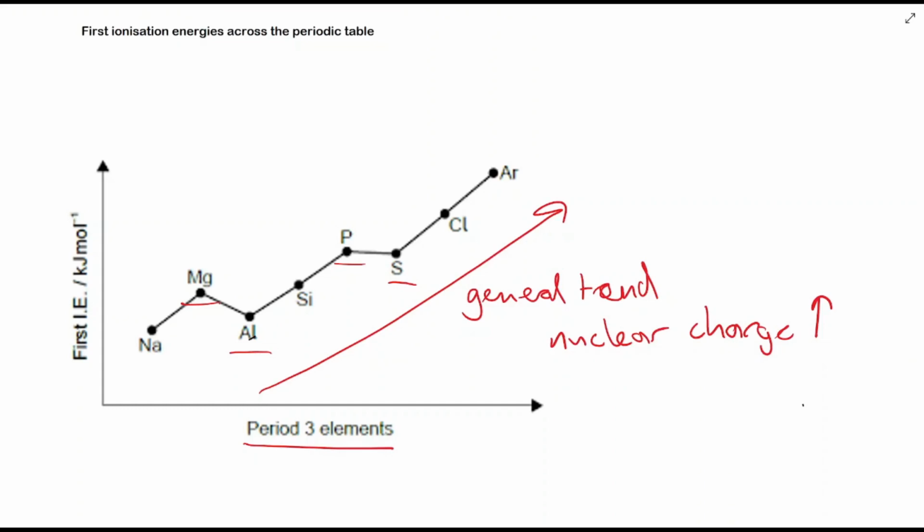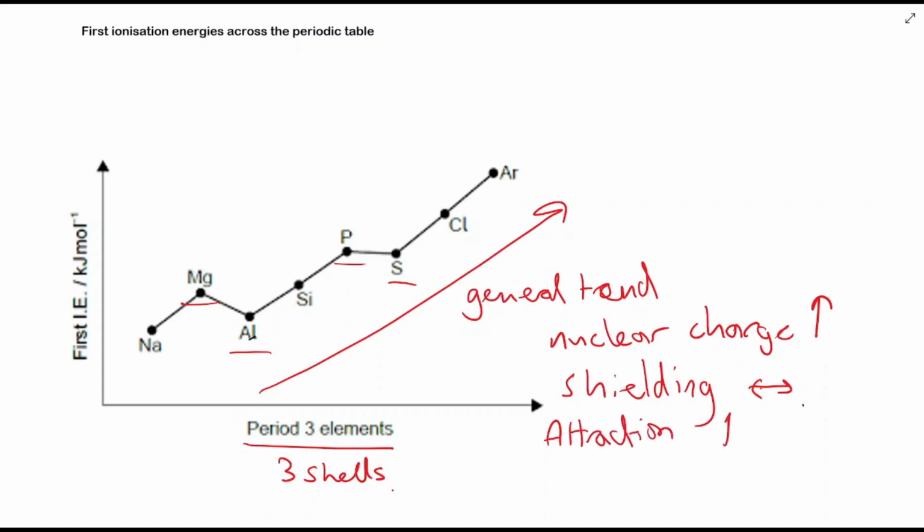But as we go along the period, if we remember from our periodic table, everything in the 3rd period has 3 shells. So our shielding is going to stay the same. That is not changing. So if nuclear charge is increasing, but shielding is staying the same, then the attraction between the electrons and the nucleus is going to increase, and therefore the first ionization energy is going to go up.